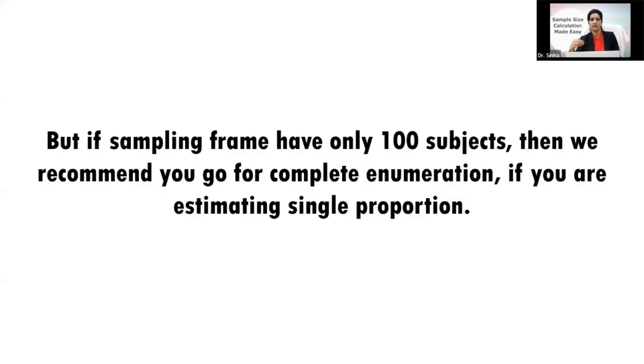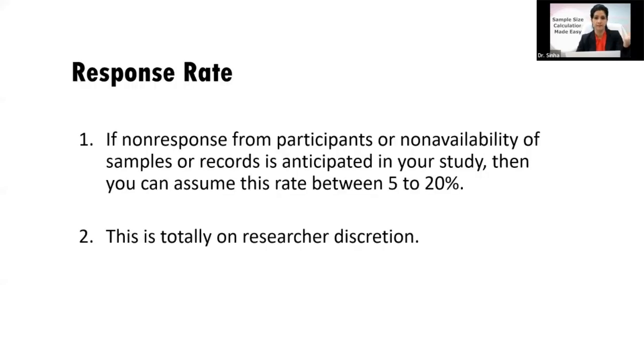But if the sampling frame has only 100 subjects, then we don't recommend you to go for this finite population correction if you are doing this single proportion, because there are only a small number of individuals which you will be able to reduce. Otherwise, the calculation of both will be nearly the same.